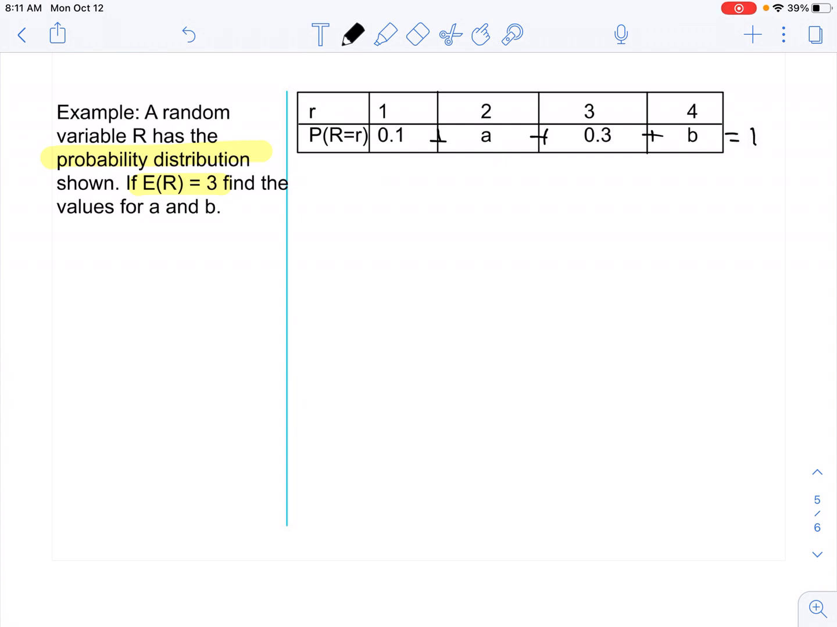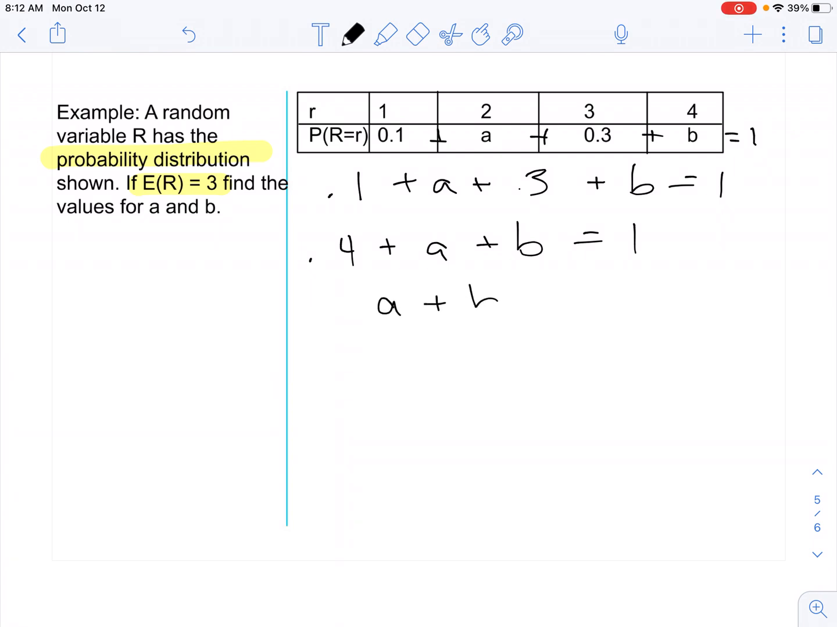So we have a system of equations here. We have 0.1 plus a plus 0.3 plus b equals 1, which is 0.4 plus a plus b equals 1, or a plus b equals 0.6. So that's one equation. When you're finding two unknowns, you should have two equations. So we're going to have a system of equations here.